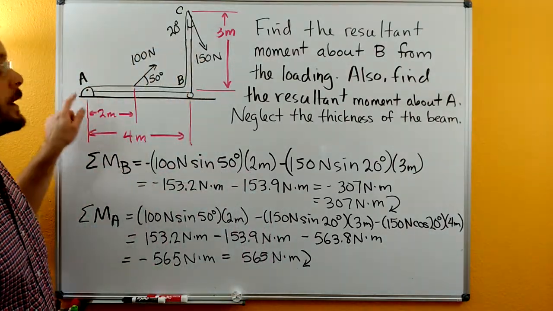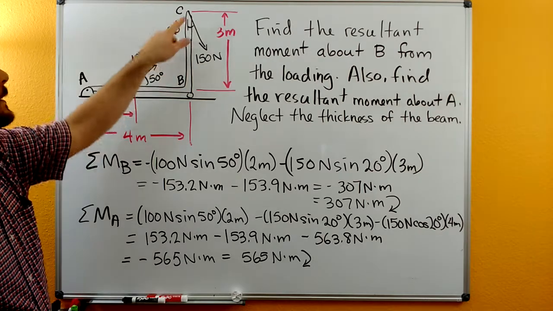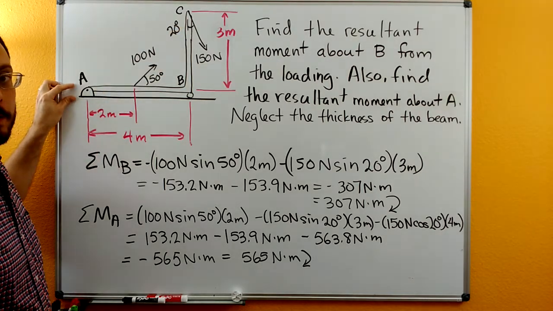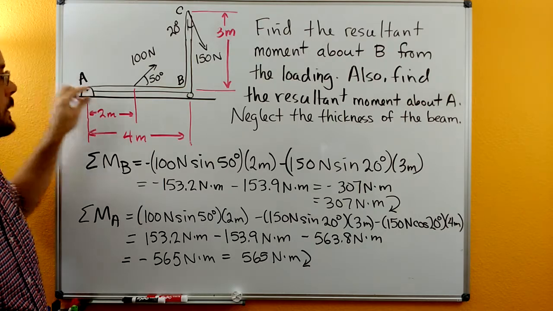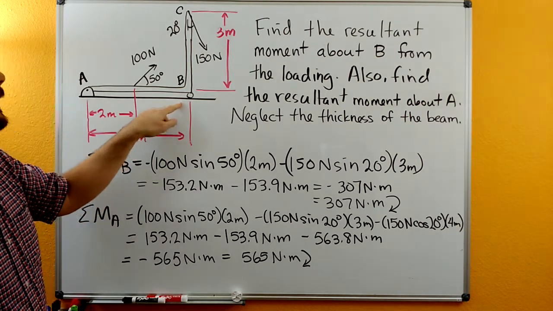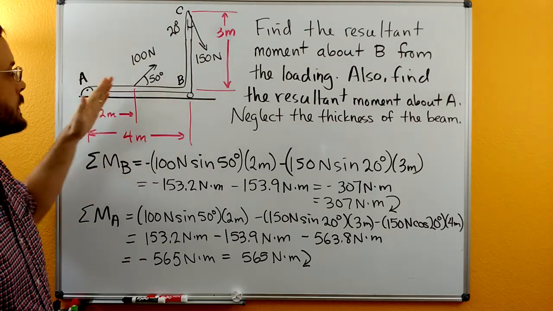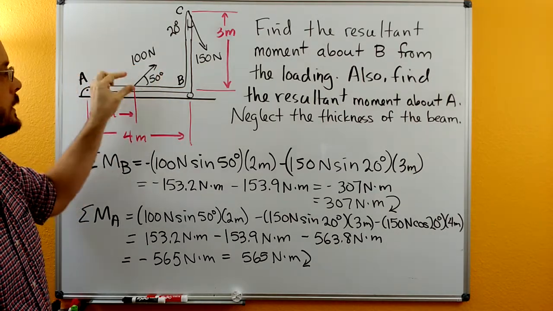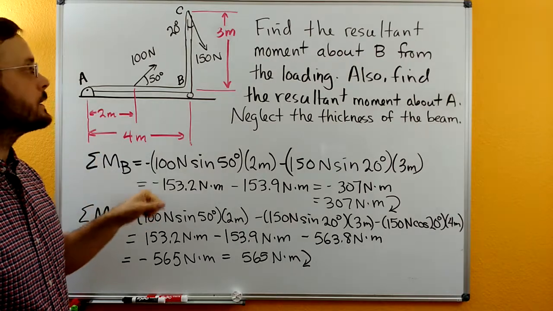For this problem, we have a rigid body, ABC. Point A is connected to a smooth frictionless pin. Point B is connected to a smooth frictionless roller. We have a 100 Newton force that acts halfway between A and B. It's at an angle of 50 degrees to the x-axis.